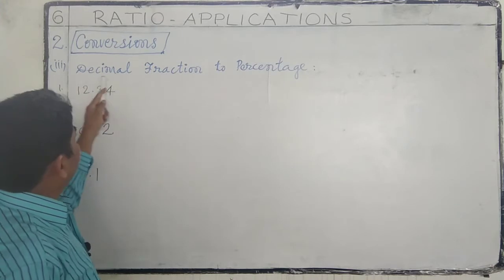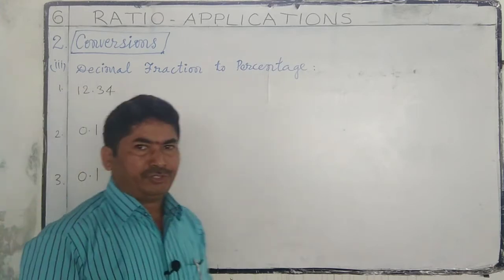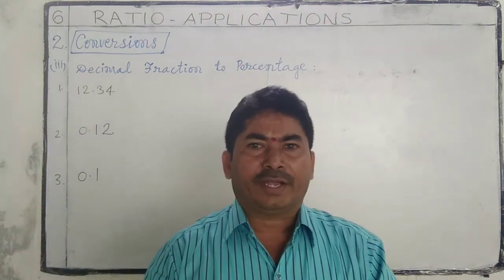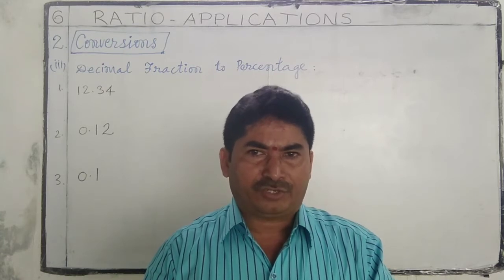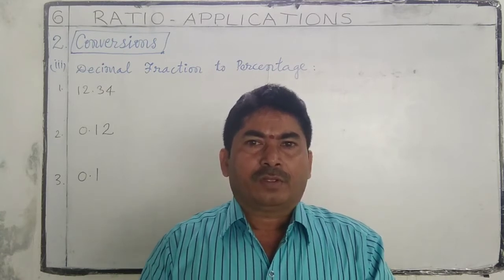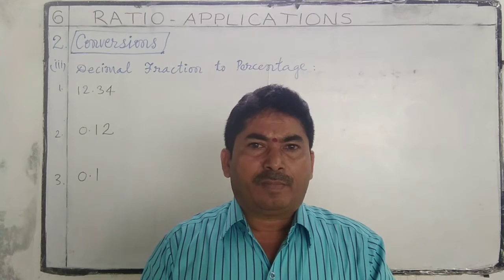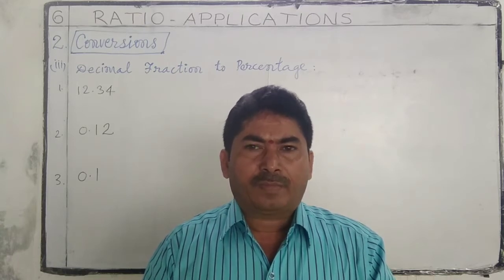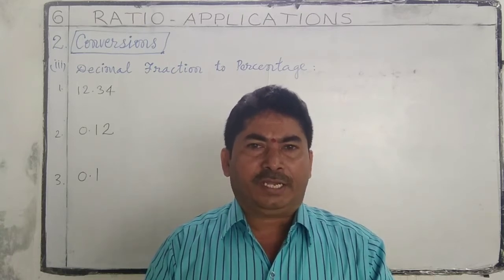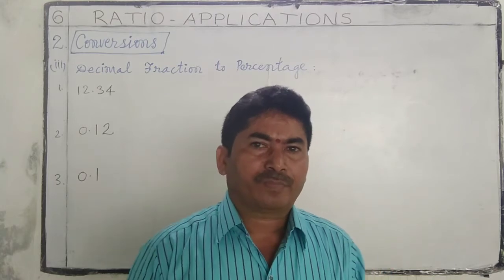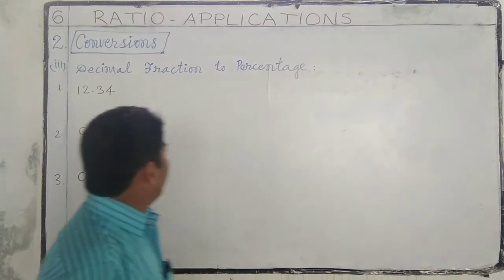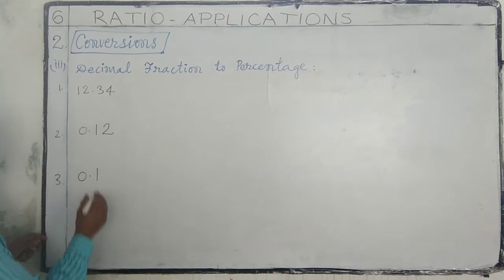Conversions, decimal fraction to percentage. To convert a decimal fraction into percentage, first multiply with 100 and keep the percentage sign, then simplify. Let us observe the following examples.